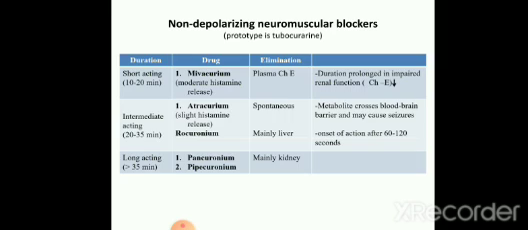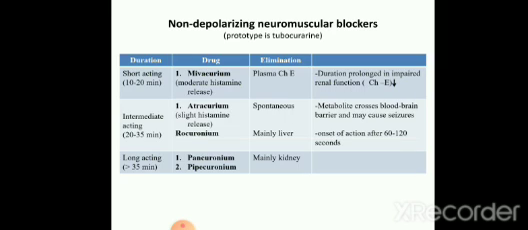What are the types of drugs available as non-depolarizing blockers? They are classified based on the duration of action. This classification is very important, because by knowing the duration of action, we can select its specific clinical use. There are three types: short acting, intermediate acting, and long acting. Short acting like mivacurium, intermediate acting like atracurium and rocuronium, and for long acting, pancuronium and pipecuronium. These are the drugs available.